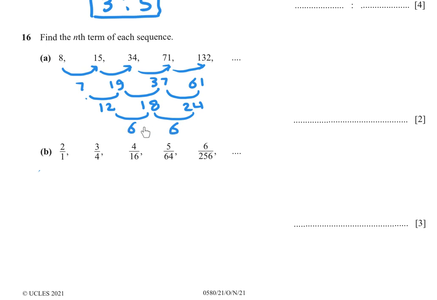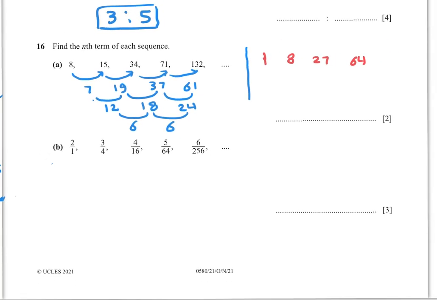Now, the third difference is constant, so this is a cubic sequence. We have the general cubic sequence, the sequence for the cube numbers, which is 1 power 3, 2 power 3, which is 8, 3 power 3, which is 27, 4 power 3, which is 64. This is called the sequence of the cube numbers, and the nth term for this sequence is n power 3. Now compare between this sequence and that one.